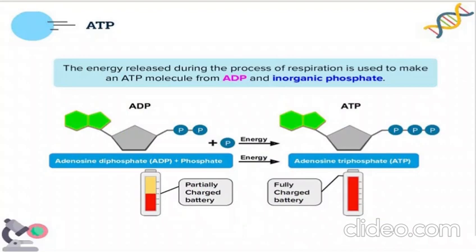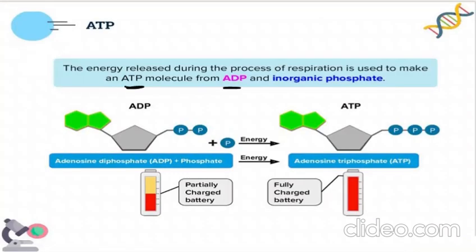Now, the energy which is released during the process of respiration is used to make ATP molecules from ADP and inorganic phosphate. What is ADP? ADP is adenosine diphosphate, meaning there are two phosphate molecules. See this. It's a good process here. Let's take a blank slide and explain it to you.